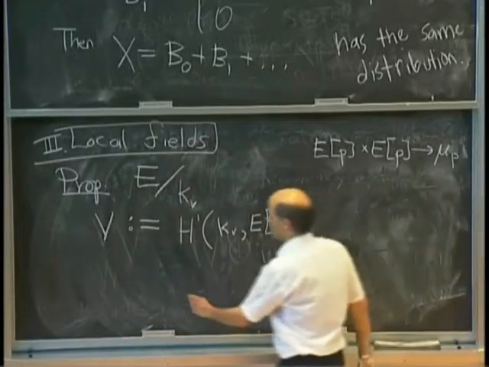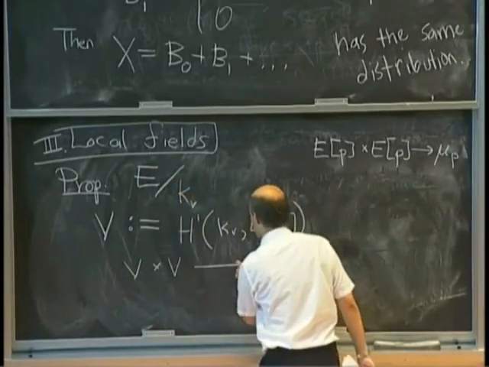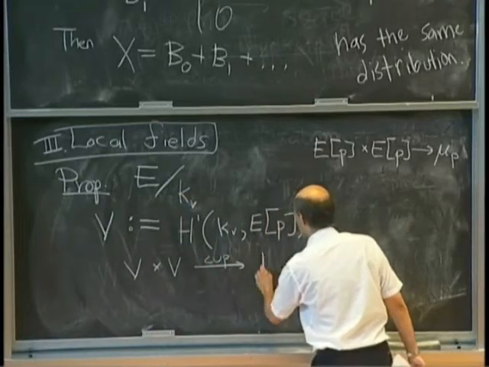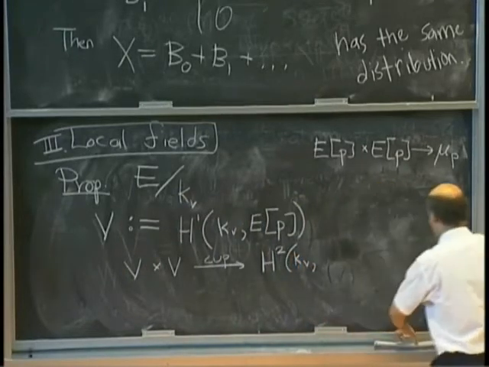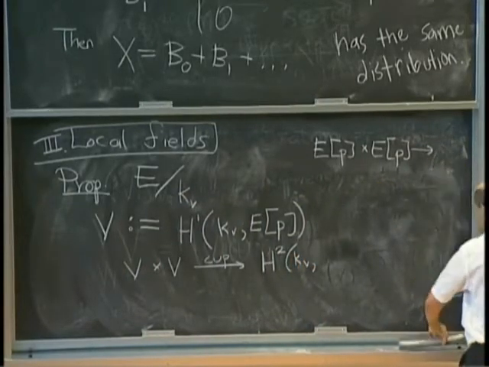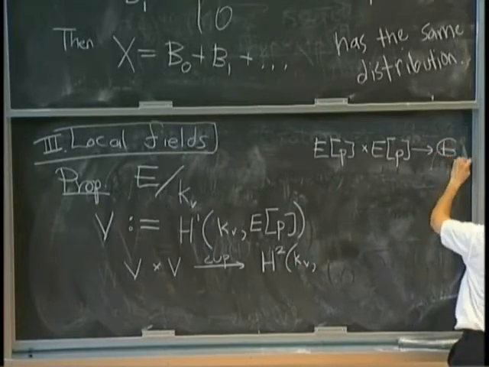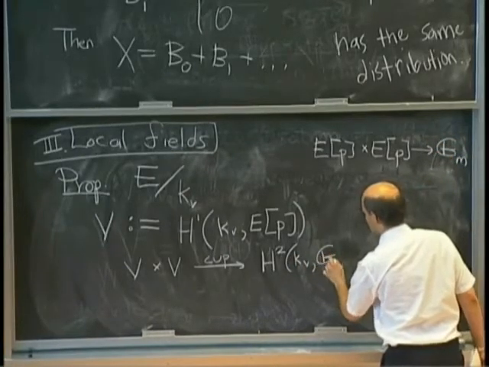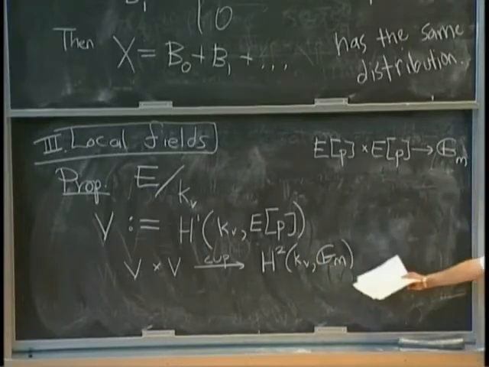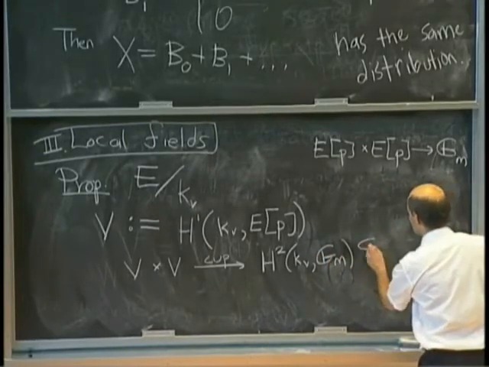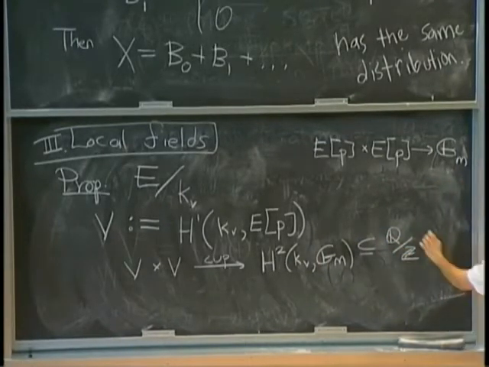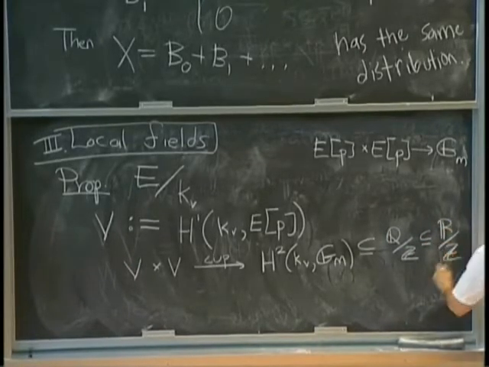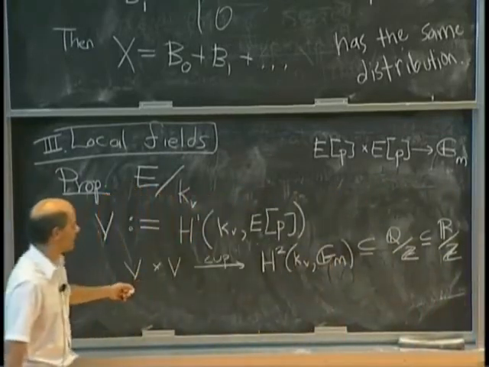So there's a natural pairing: the cup product of the Weil pairing, which goes to H2 of kV. Actually, instead of mu p, let me put the entire multiplicative group. So it goes to H2 of kV with coefficients in GM, which is otherwise known as the Brauer group of kV. For a local field, this is always contained in Q mod Z, and Q mod Z is contained in R mod Z. So I can view this as a symmetric bilinear form.